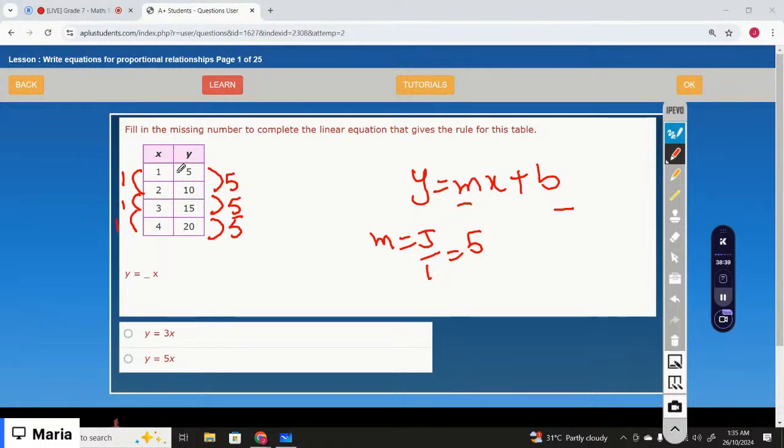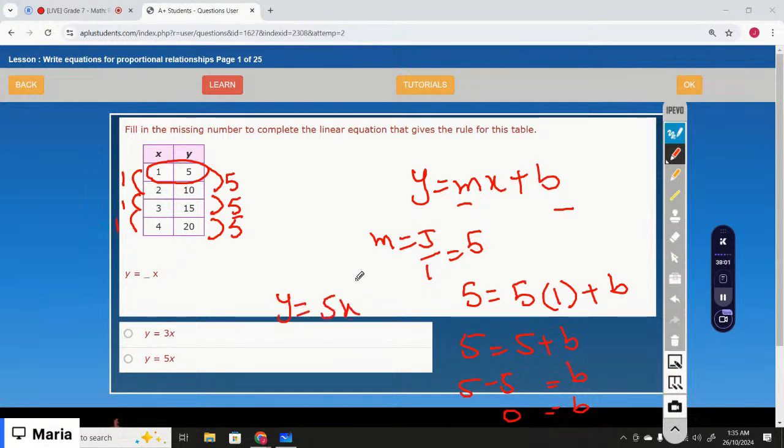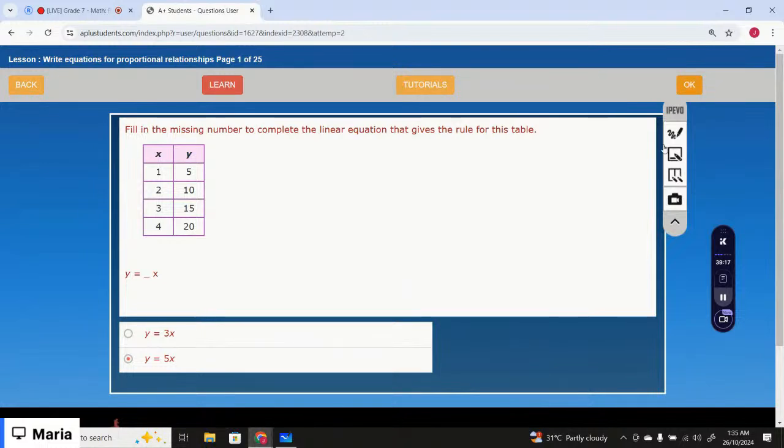So just use any pair of x and y and calculate b. Let's just use this one. y is 5, m is 5, x is 1, plus b. So 5 equals 5 plus b. So b equals 5 minus 5. So b equals 0. So that means y equals 5x. Option number 2 is the correct option. The correct option is option number 2, that is y equals 5x.